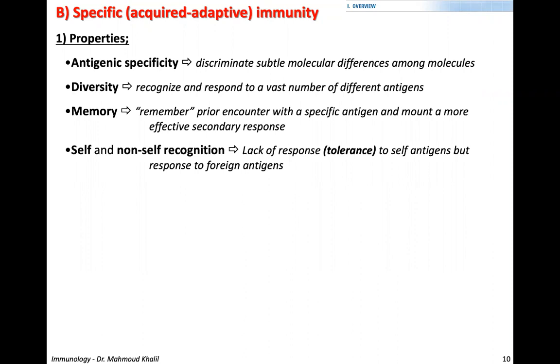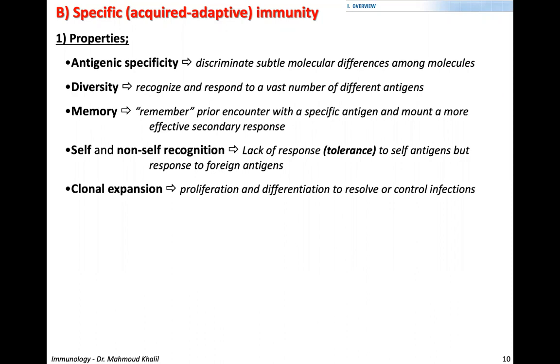One of the most important characteristics of our immune system is the recognition between self and non-self. Otherwise, problems will occur. If there is a problem with the immune system's recognition of our body and differentiation between self and non-self, autoimmunity will arise. So our immune system has a tolerance against our self-antigens, but only responds to foreign antigens.